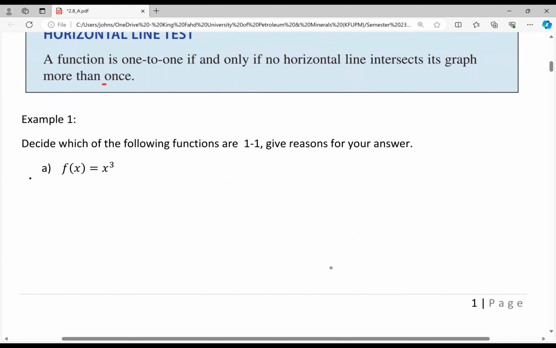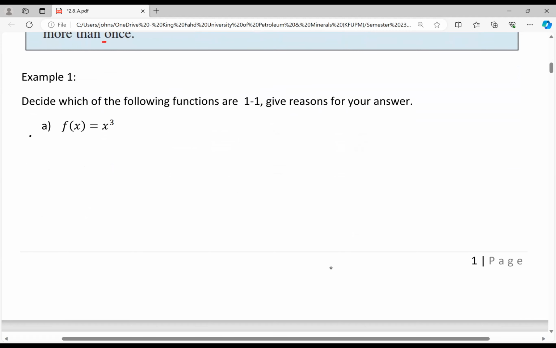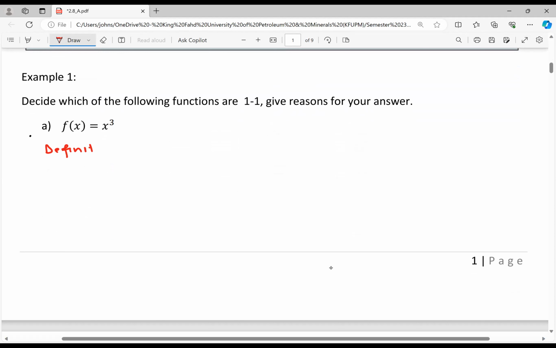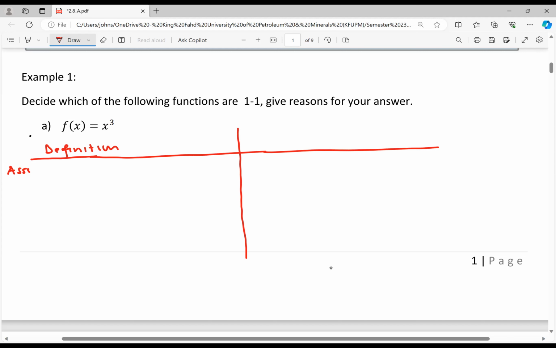So let's go into solving problems. For example 1, decide which of the following functions is one-to-one. We're just going to do it using two ways. The first one is what I call by definition; you can call it analytical as well. So what does this mean? This means you will assume that two y values are the same.